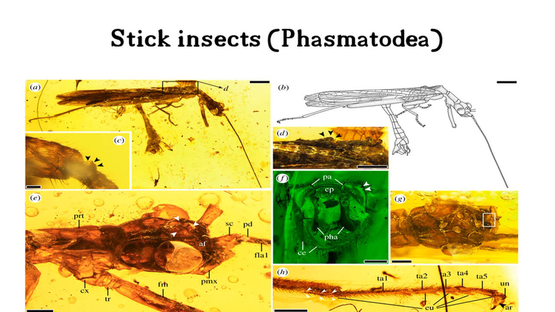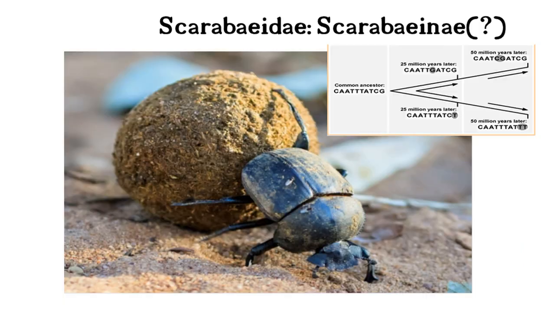Interestingly, all the stick insects found in the early Cretaceous had long wings, but by the middle and late Cretaceous, many of them have shorter wings, which suggests the shortening of their wings evolved a little bit later, in the same geological time period. Were there any dung beetles in the Cretaceous?